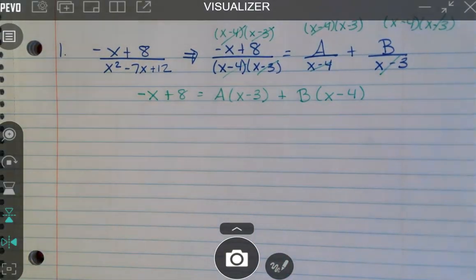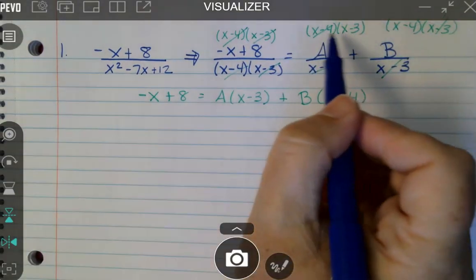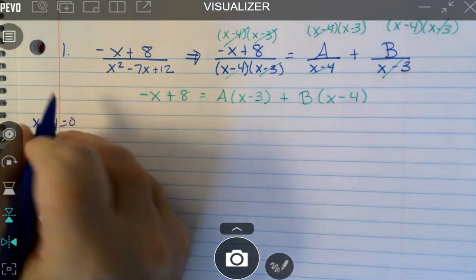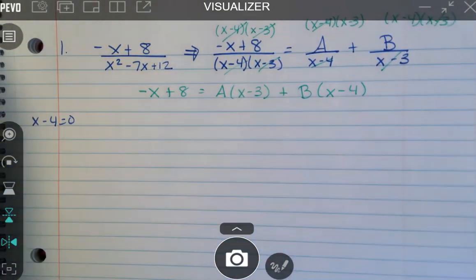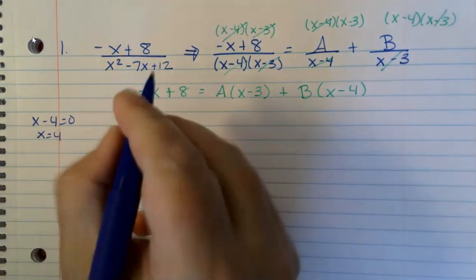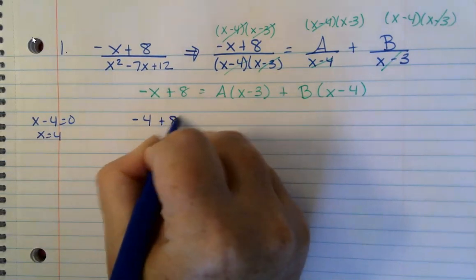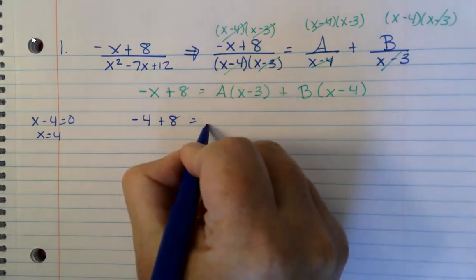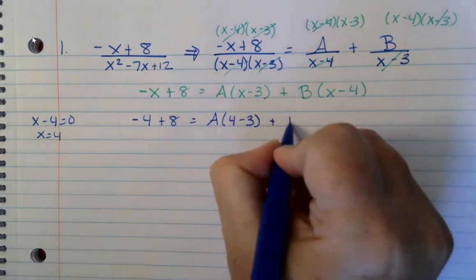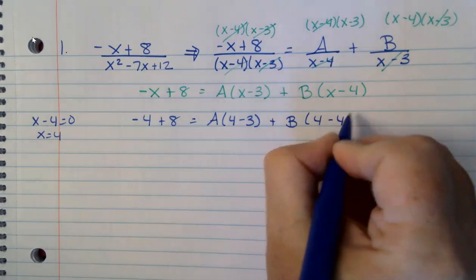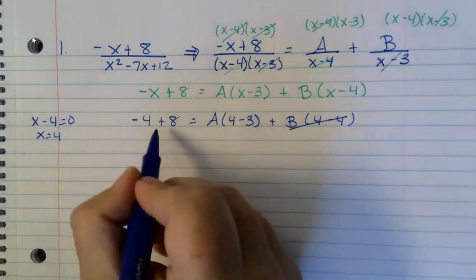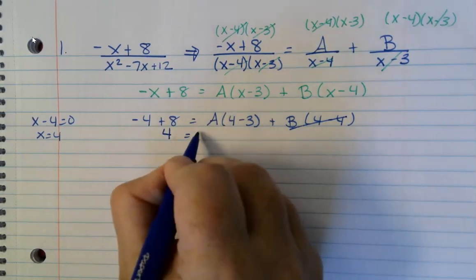Okay, so now we're going to take the factors. So x minus 4 equals 0. So this gives me, let's take those off. Okay, so that gives me x equals 4. So we're going to plug 4 in for all of the x's. So it's a times 4 minus 3 plus b times 4 minus 4. This gives us 0. And then this gives me 4 equals 1a.